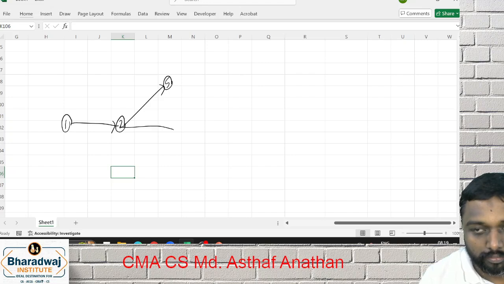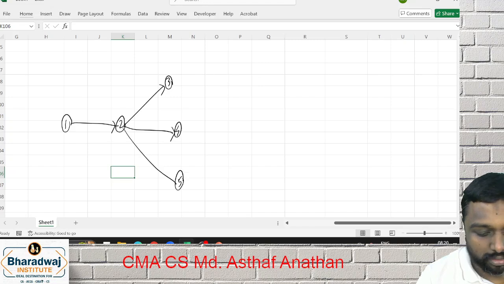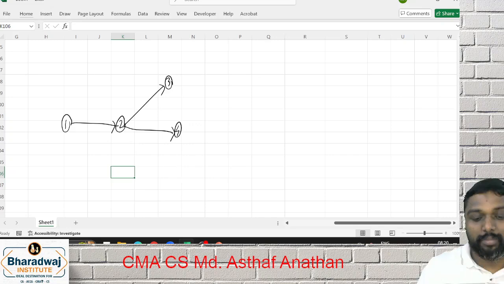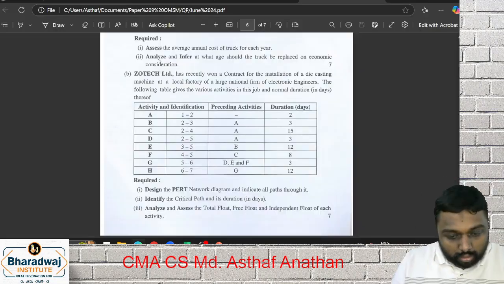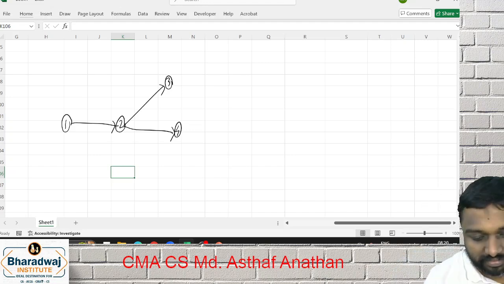Now 2 to, then 4 to 5 is there. So we'll make this as best. This is 2 to 3 normal method. This is 2 to 4, 2 to 5. Okay, 1 second. Let me see the question clearly. There is a 2 to 5, 3 to 5 is there, 2 to 4 is there. So what will we do, friends?